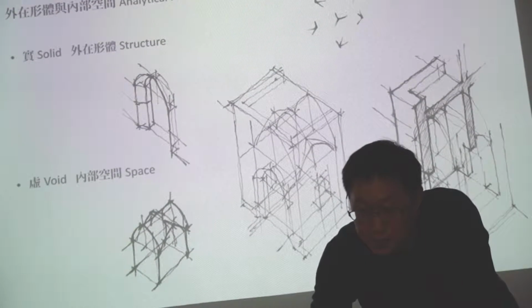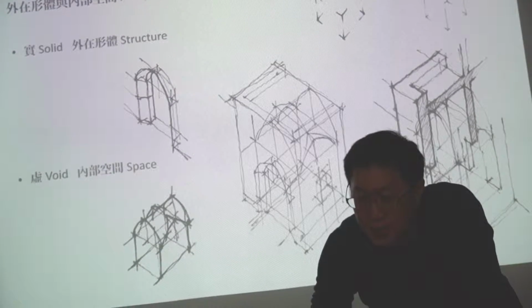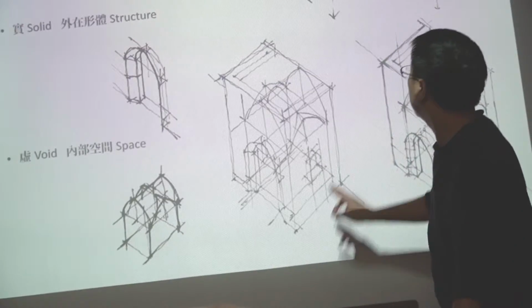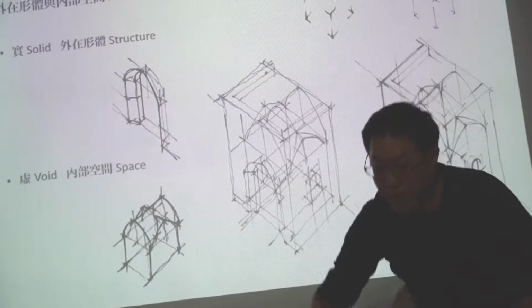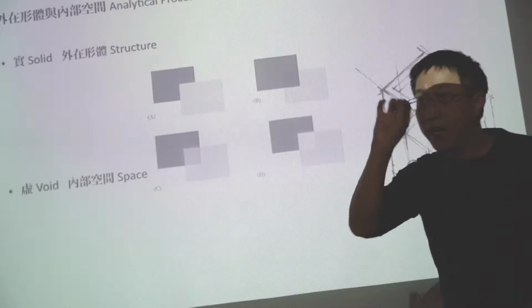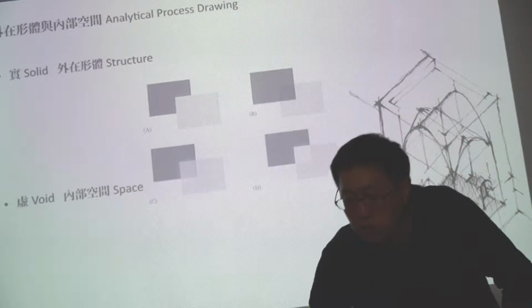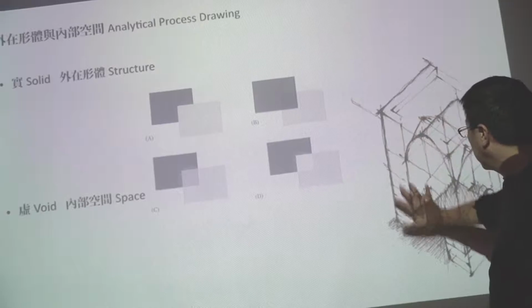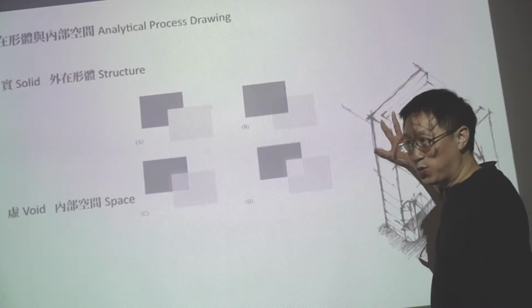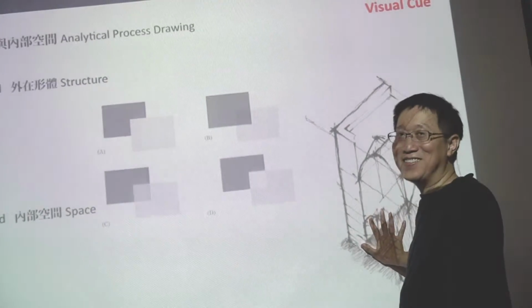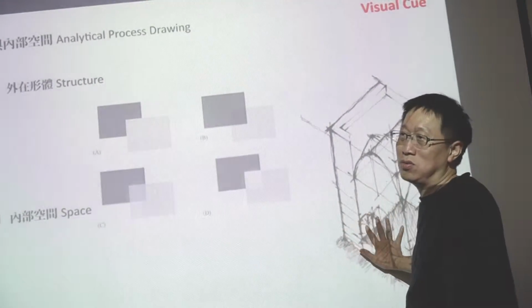As I mentioned, we are using all the things that we are capable of, for instance the line weight of the corner, and also the transparency of the tonal values. All those things will help us create drawings of the structure as well as the space. Does that make sense now? That is what we're going to do today.